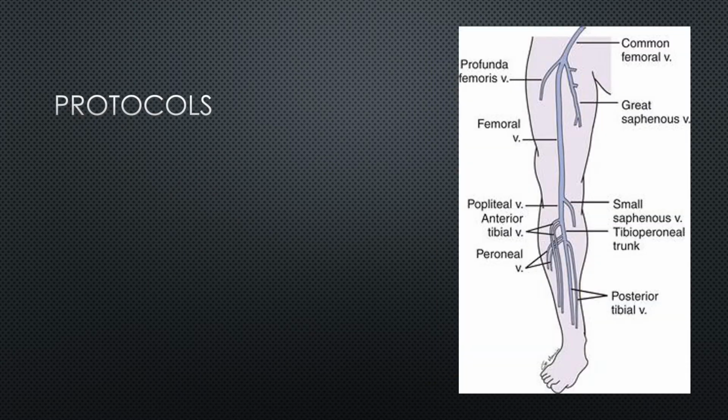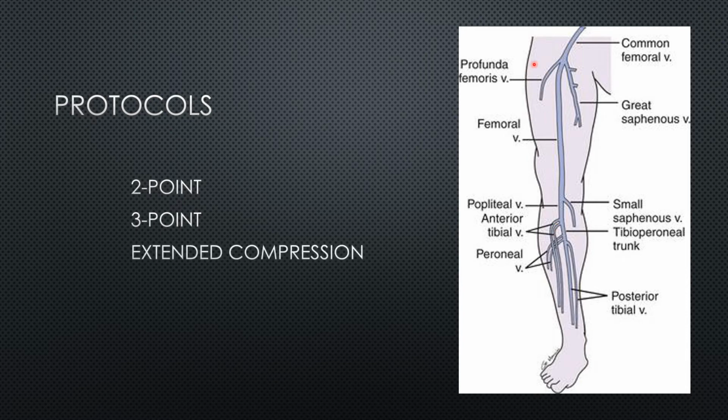So in terms of protocols, there are various protocols ranging from the simplest one, which is a 2-point compression, where you compress at the saphenofemoral junction and at the popliteal trifurcation, up to a 3-point scan, where you also involve the deep femoral vein, an extended compression scan, where you scan every 2 centimeters from the inguinal ligament down to the popliteal fossa, or a whole leg scan, where you also scan all these little calf veins as well.